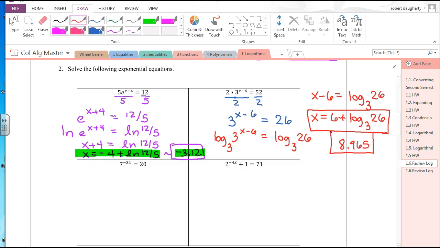The next one, 7 to the negative 3x equals 20. I will take the log base 7 of both sides.